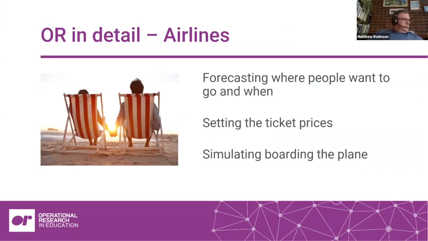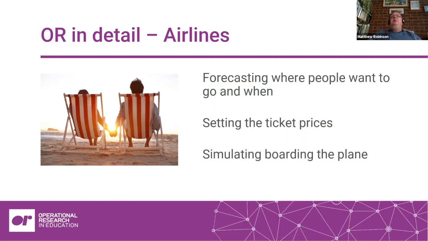Another example could be airlines, where people want to go and when. Hopefully, we'll all be going somewhere fairly soon on an airline, but airlines are interested in where people want to go and when they want to go. Airlines do a lot of work in terms of ticket prices. How expensive or how cheap should they sell their tickets? Now, you could say, well, that's just simple supply and demand.